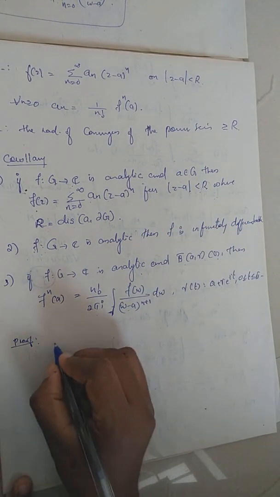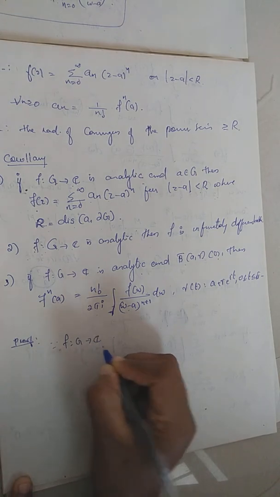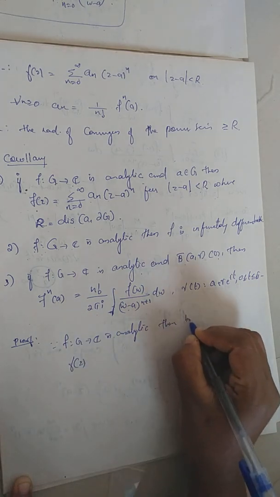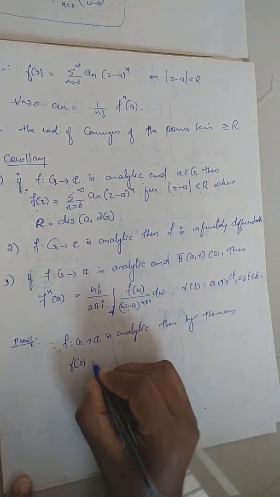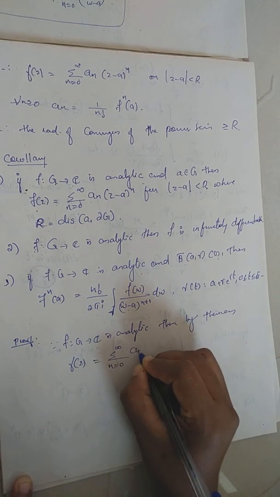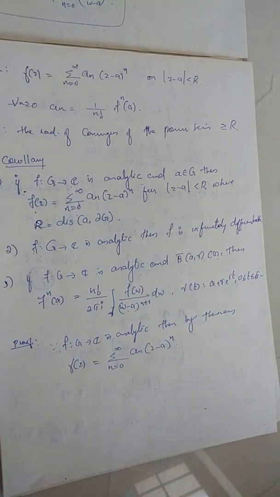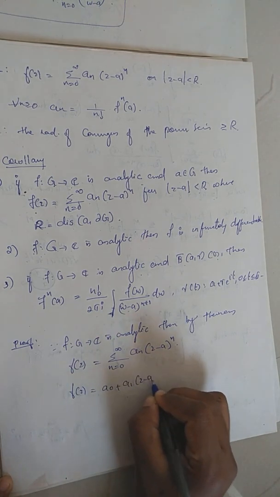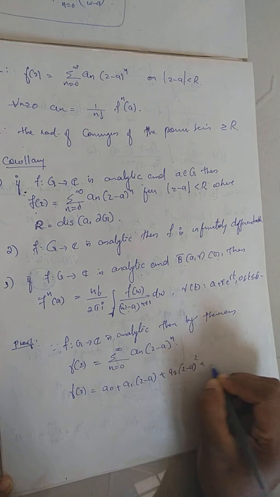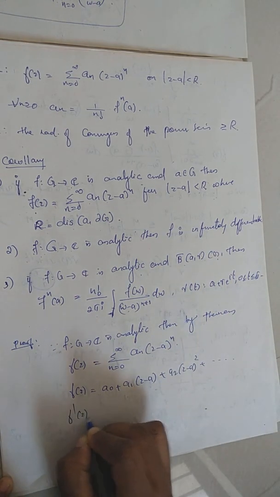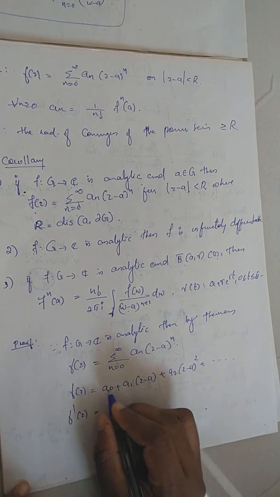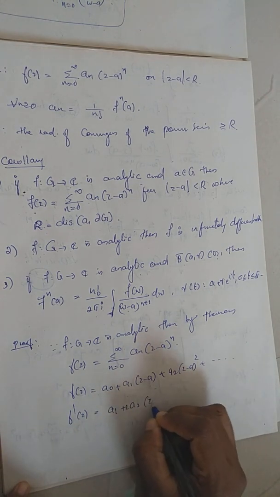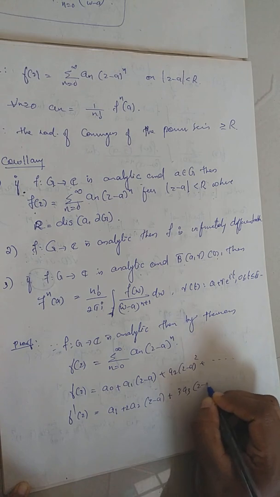For the third one, since f is a mapping from G to C that is analytic, by the previous theorem f(z) has a series representation Σ from n=0 to ∞ of a_n (z − a)^n. That is, f(z) can be written term by term as a_0 + a_1 (z − a) + a_2 (z − a)^2 + and so on. So what will be f'(z)? Because f is analytic, its derivative exists. Therefore the derivative will be a_1 + 2a_2 (z − a) + 3a_3 (z − a)^2 + and so on.